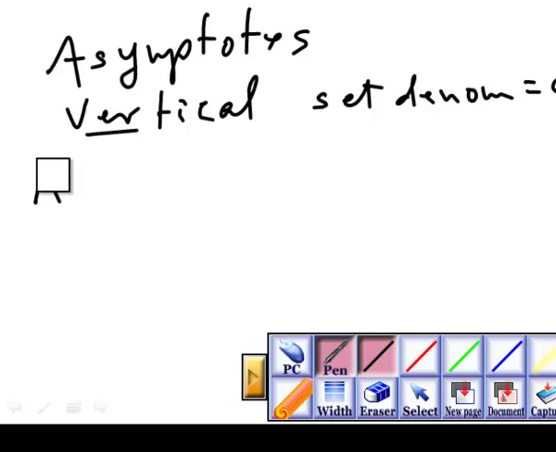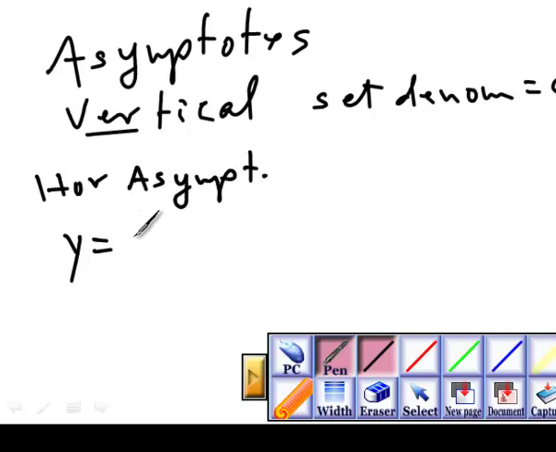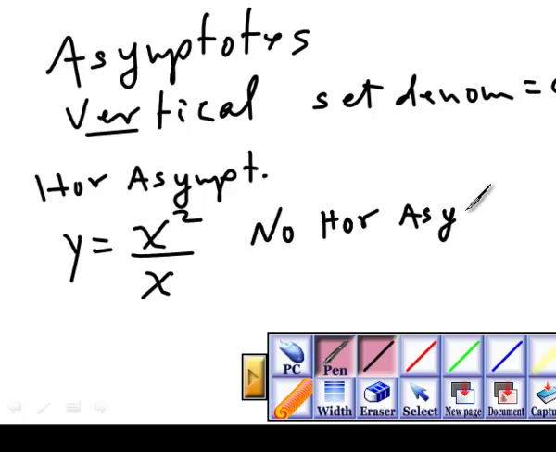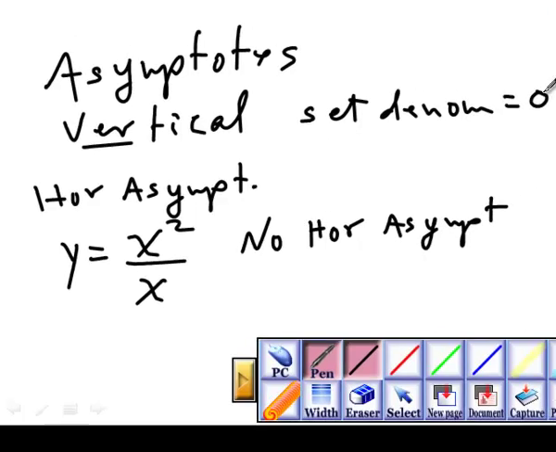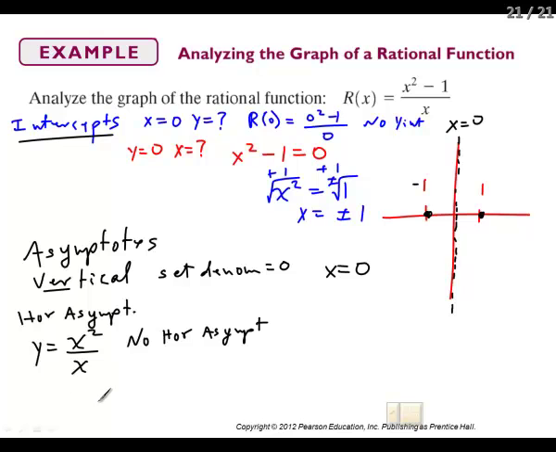The horizontal asymptote: we're looking at the degree of the numerator, which is x squared, over the degree of the denominator, and we find that there is no horizontal asymptote, right? So that means it must be an oblique asymptote.